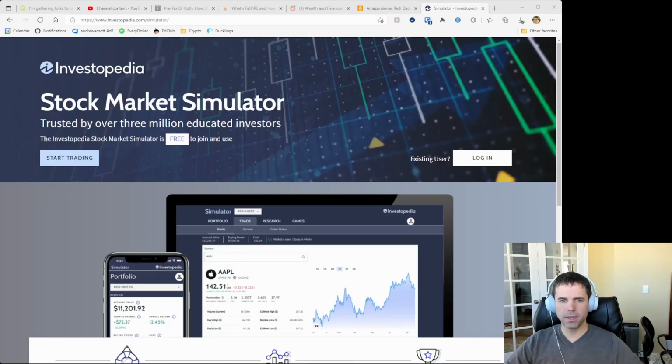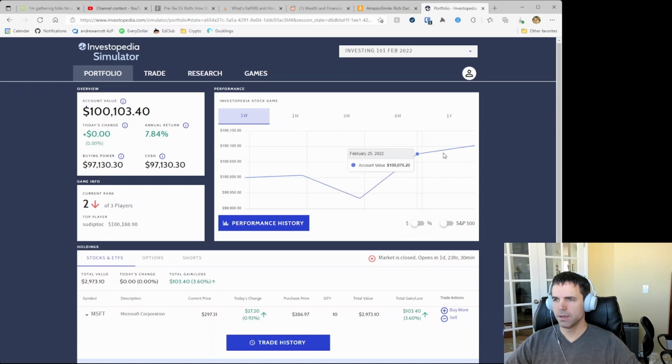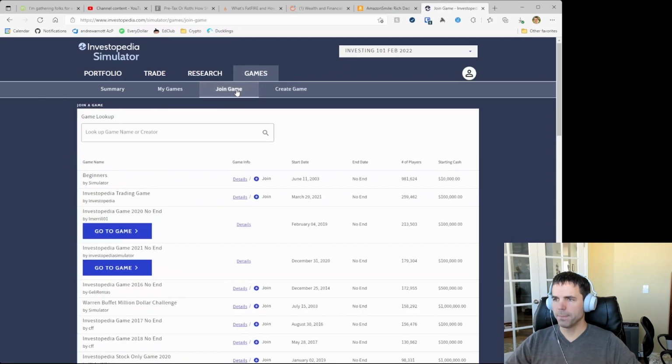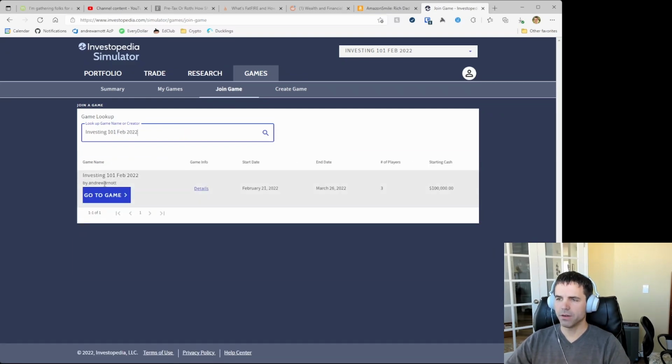Okay, so we're at investopedia.com/simulator. You can log in. You might have to create an account. These things are free. Now you click on games, and you'll click join game. And you can type in or copy and paste 101 February 2022 by Andrew Arnott here. Now, if you're watching this video sometime after this game ends, no problem. You can find another game. You can create your own game. Not a big deal.